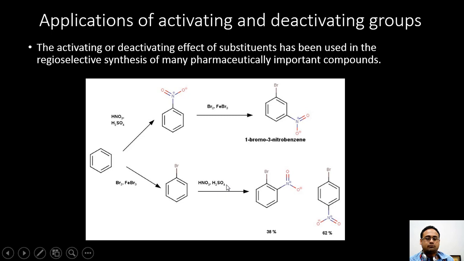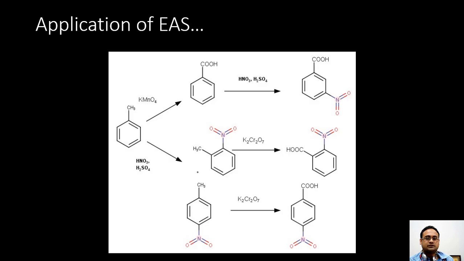When you nitrate this compound, because the halogens are ortho-para directing but slightly deactivating, they will direct the nitration at the ortho and para positions, and therefore you will get good to moderate yields of the ortho and para compounds, which is not possible using this sequence. So further we can see that there are more applications of electrophilic aromatic substitution, and these reactions can easily be used to synthesize a wide variety of compounds.